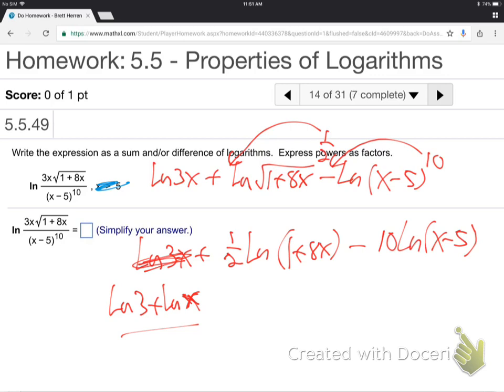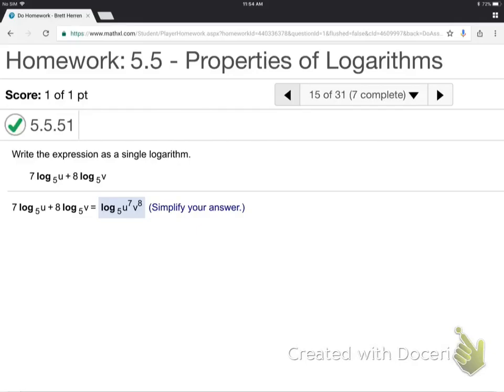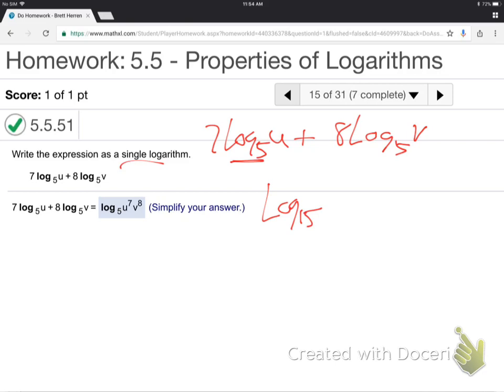All right. You all good? So 7 log base 5u plus 8 log base 5v. So now we're going to say, hey, make it a single log. Put it together into 1 log. So now we're just going to run the properties backwards. Adding for 2 logs, adding for 2 logs. Notice the bases match. Oh, it's 5, not 15. What am I doing? So log base 5.